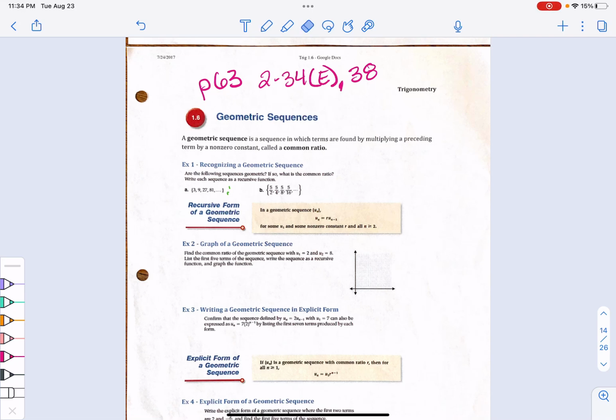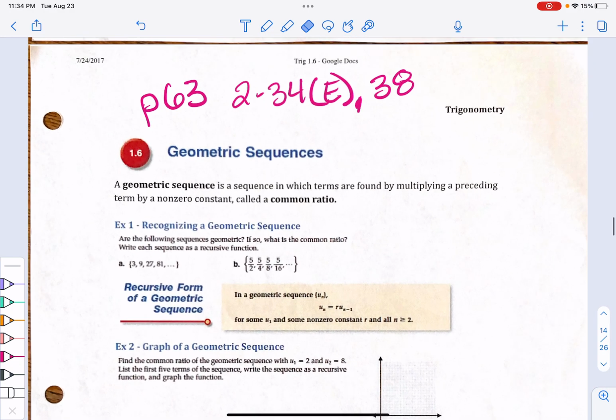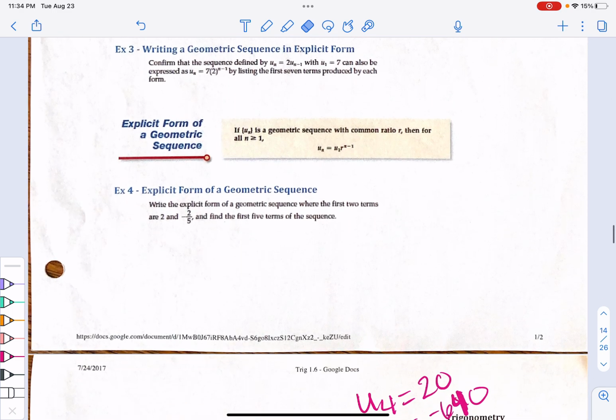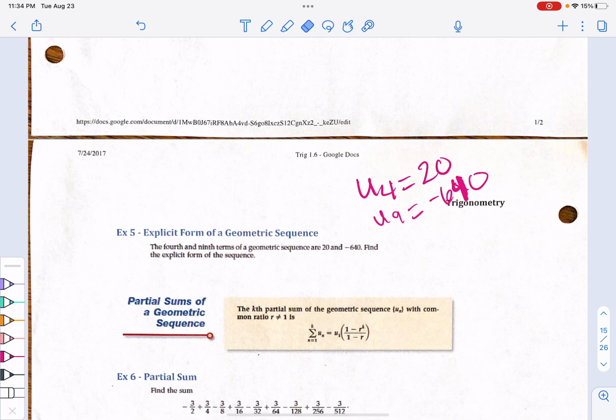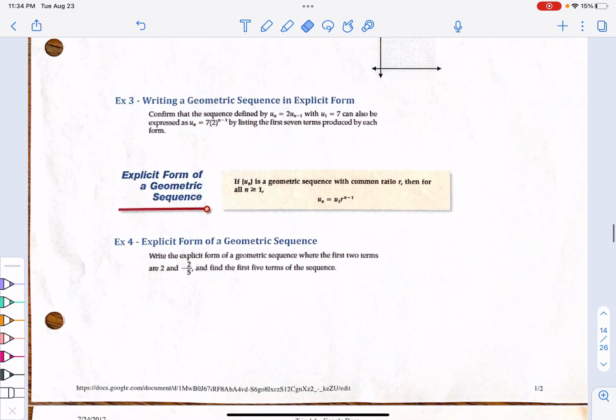Okay, Trig, we're at the last section of the chapter, which is geometric sequences. This is typically a little bit harder to understand. It's not too bad until we get to, I don't know, maybe like example 5 here. This is where it gets a little bit tricky.